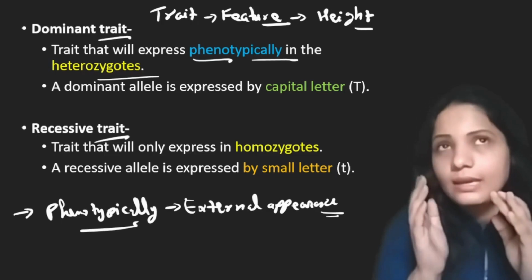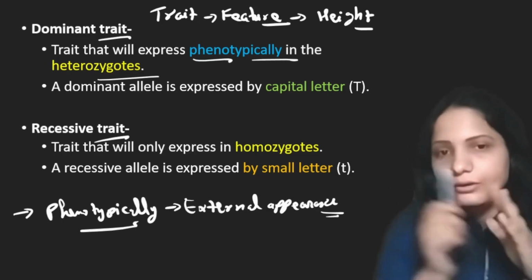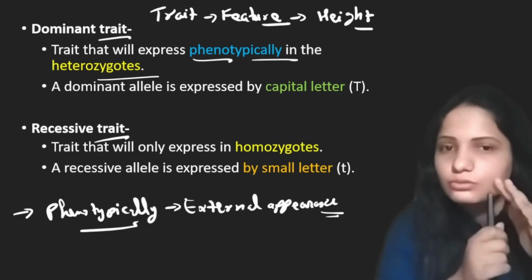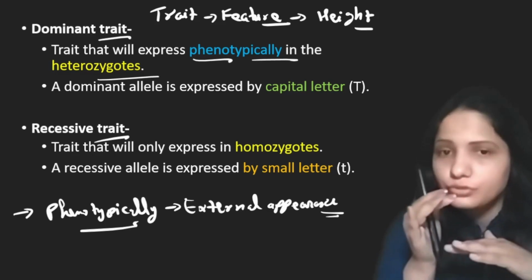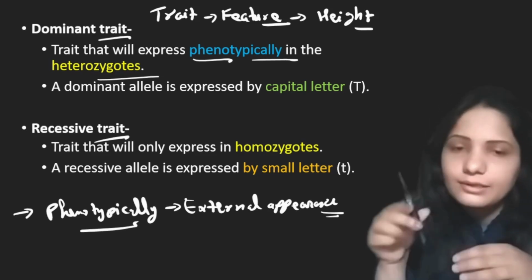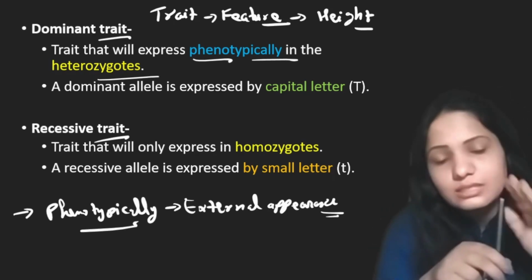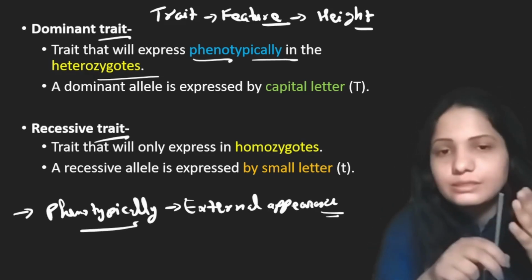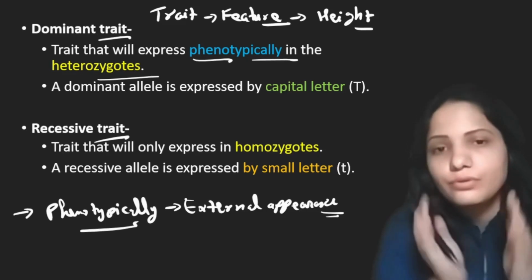Like if we see a plant, if we see the height of plants, there are plants which are taller and there are plants which are shorter. This is the appearance of the plant. We can see that this plant is tall, this plant is short. So this is the phenotype of the plant. This tallness and shortness is the phenotype of the plant.